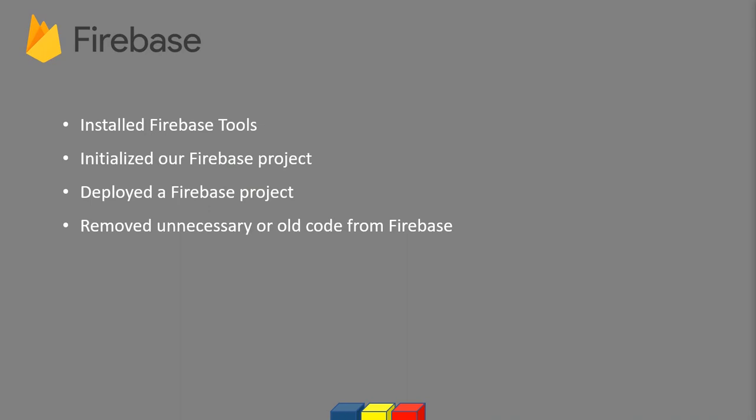All right, so for this lesson, we installed Firebase Tools. We initialized our Firebase project. We deployed a Firebase project, and we removed old or unnecessary code from Firebase. Future lessons will include how to create different branches. This is something I just learned recently. You can create a couple different branches, like if you want to create a staging branch and deploy to that. Once staging is approved, then you can deploy to production. It's a small process, but it's definitely worth it.